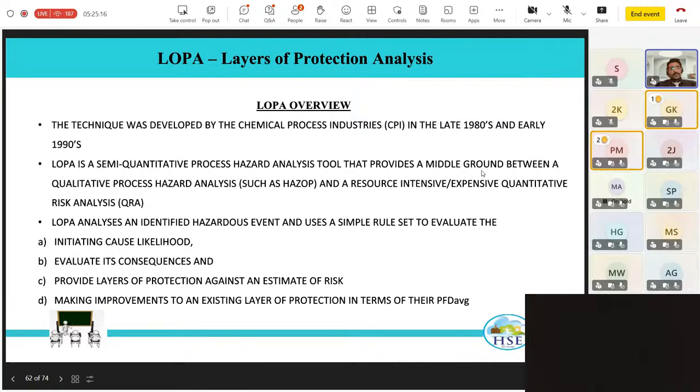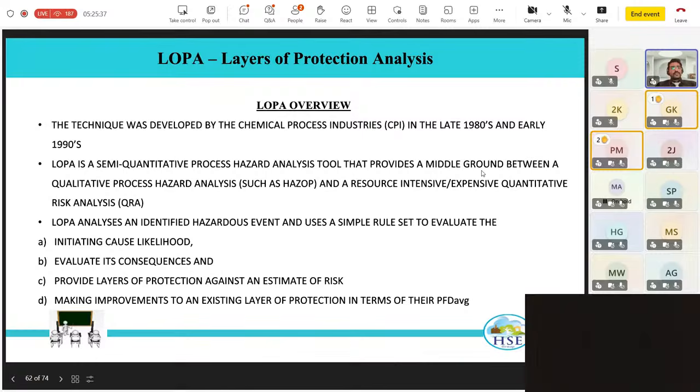So that is the C point. And next is make improvements to the existing layers in terms of PFD average. So now either you provide additional layers in the C case, or whatever layers you provided, you provide them additional layers or additional integrity levels to ensure that their PFD average, or probability of failure on demand, is lower.